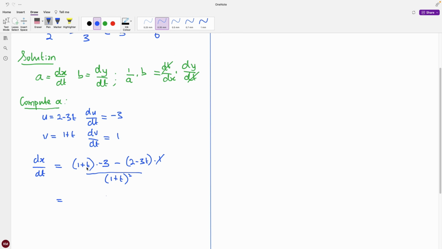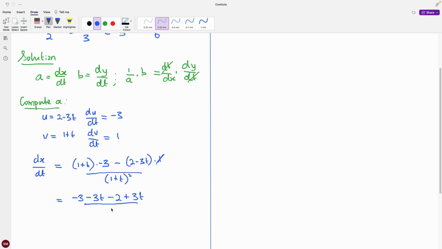So expanding the numerator, we have minus 3 times 1, which is minus 3, minus 3t. Then we expand the second one: minus 2, and minus times minus 3t is going to be plus 3t.